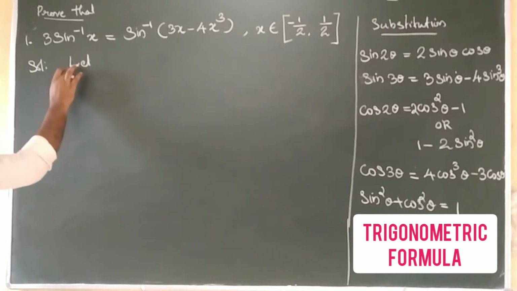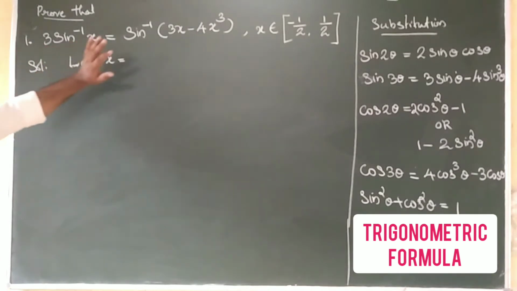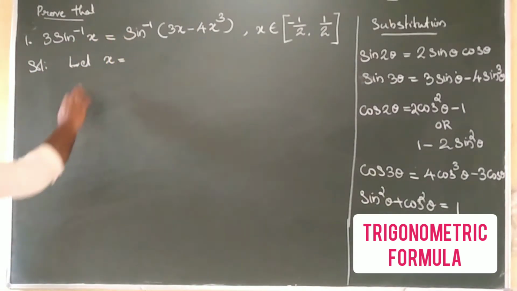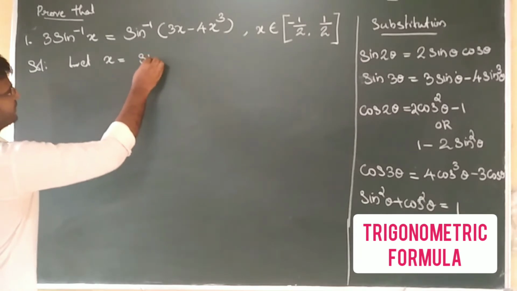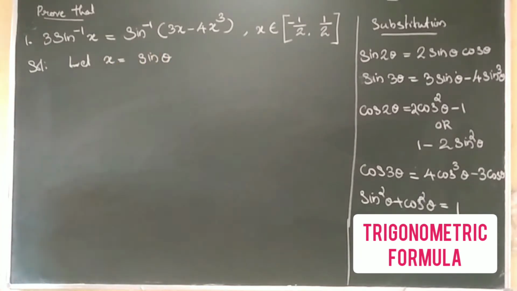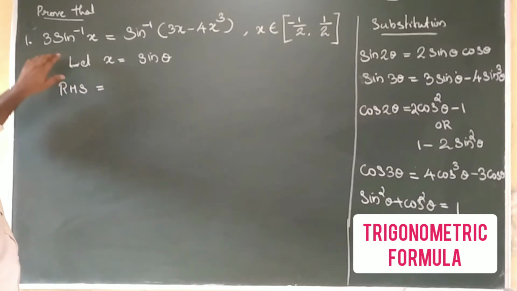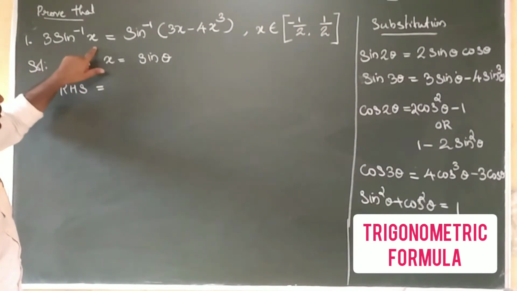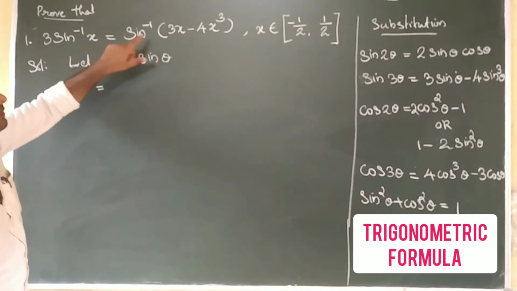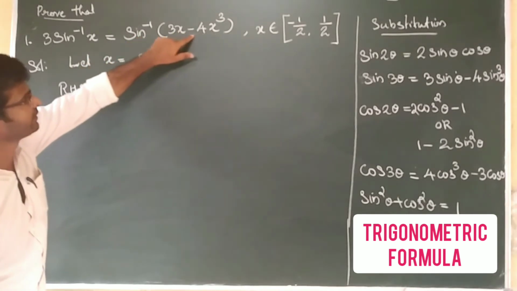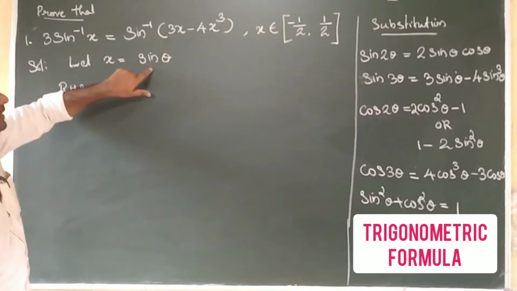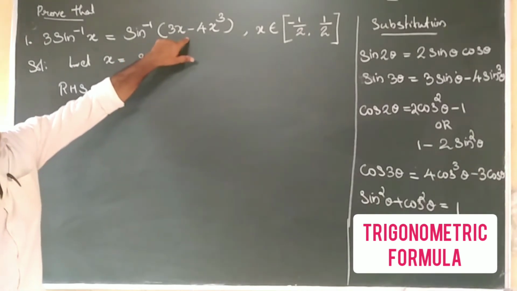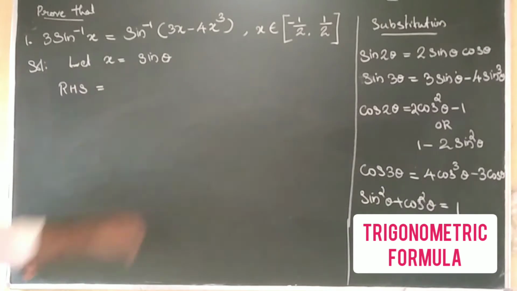Let x equal to sine theta, because here you can see only sine terms, isn't it? That's why we take x equal to sine theta. First take the RHS. Why are we using the RHS? Because the LHS is very short, but the RHS is sine inverse of 3x minus 4x cube. If you substitute sine theta here, we can simplify the RHS, so we will use the RHS first.